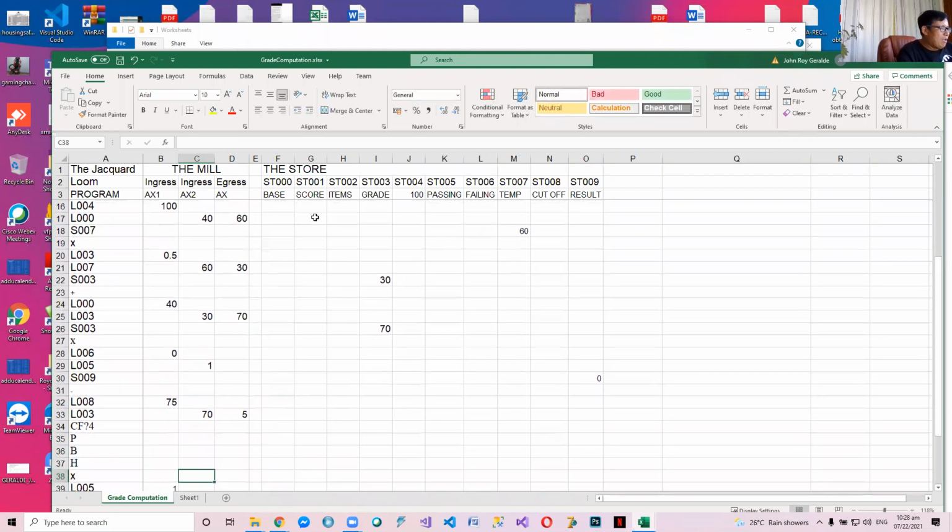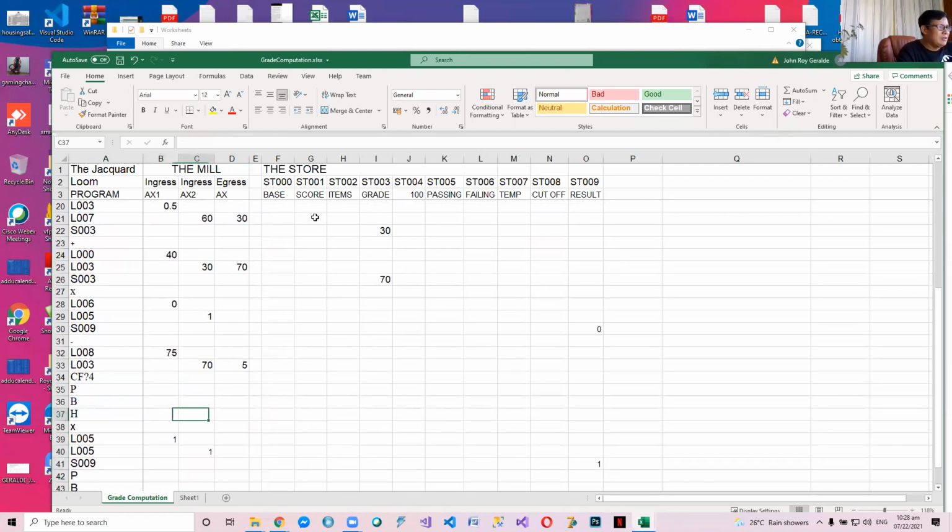So 5. What will happen? 70 and 5 are of the same sign. Do you follow? So this will not do a set. It will just move forward. What will it do? It will just print, bell, and halt. At this point, it will halt. It will not proceed anymore because it's a halt. So the final grade is failing. You get my point?